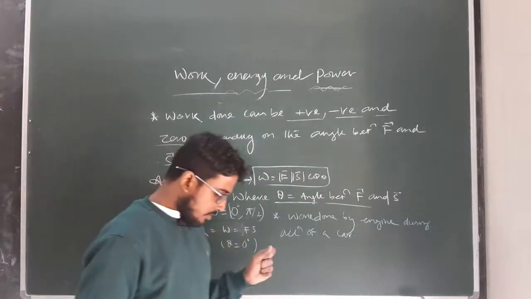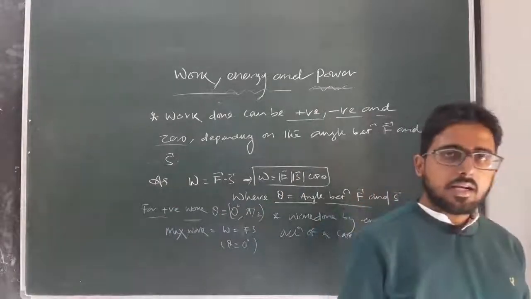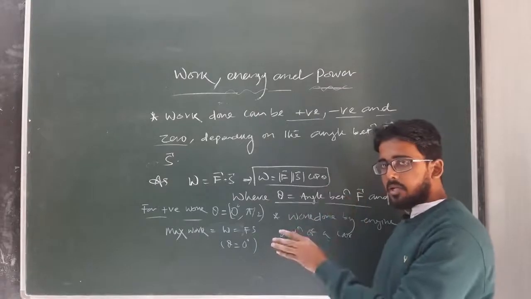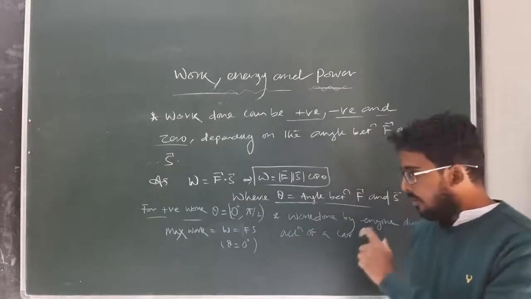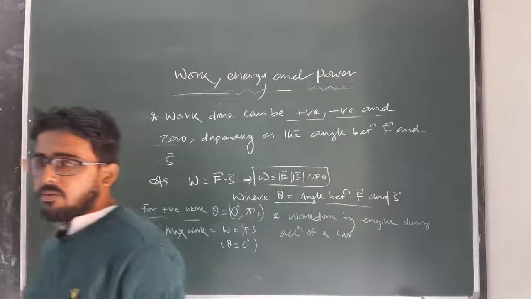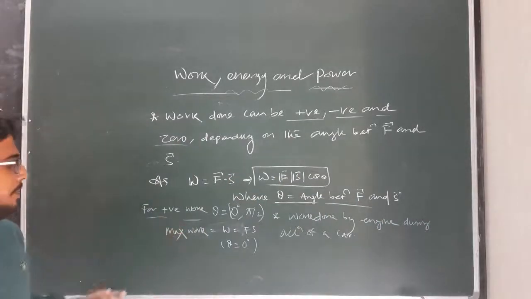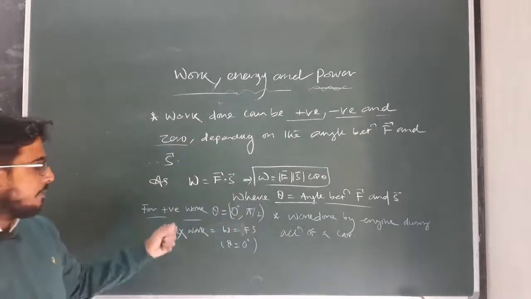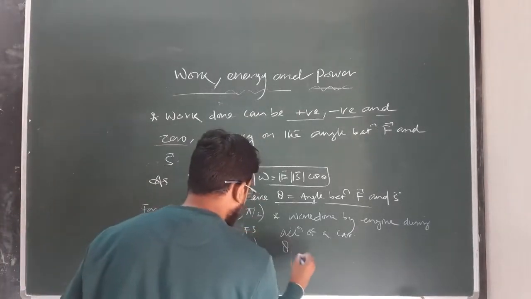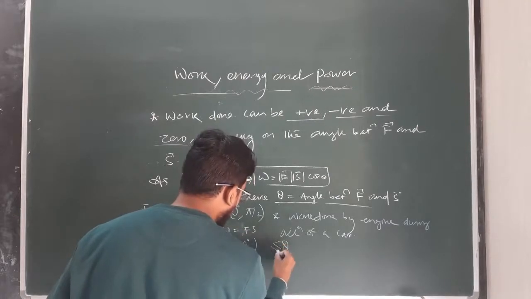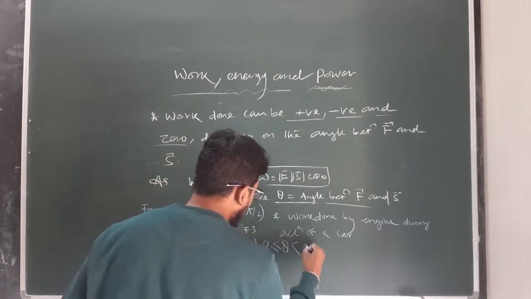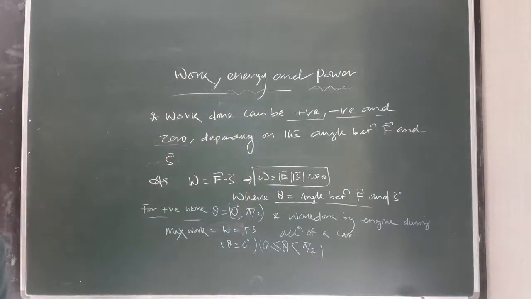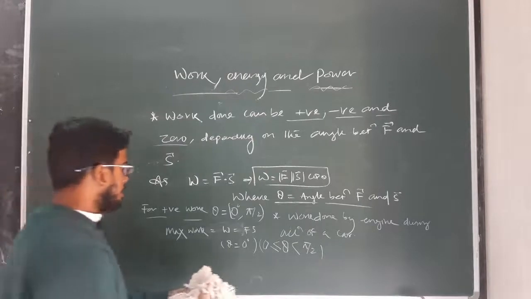Clear? So when the applied force and displacement are along the same direction, then the work done is positive and it has maximum value, but the work done remains positive as long as the angle between applied force and displacement varies from 0 to less than pi by 2. When theta is greater than or equal to 0 and less than pi by 2, the work done will be what? Positive. Clear?